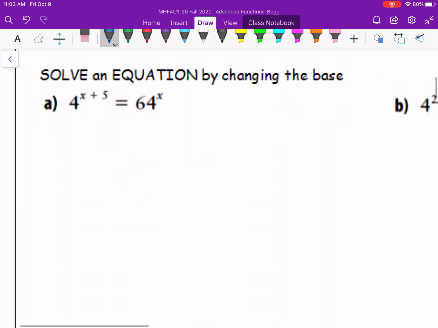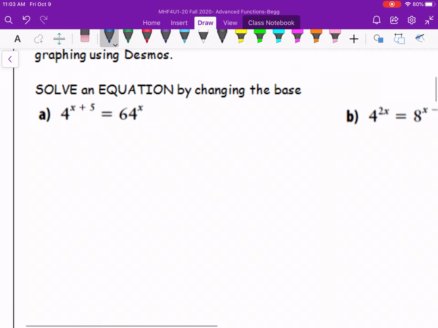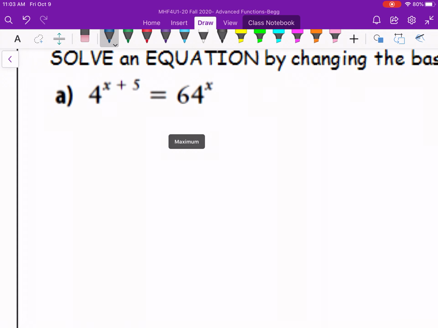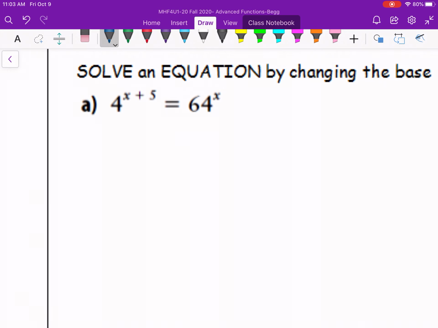So first, we're going to use a technique that involves changing bases. In other words, getting a common base. So if you've got one power equal to another power, if I can get them written so that they have the same base, that means that I could just set the exponents equal to each other as an equation and solve that.